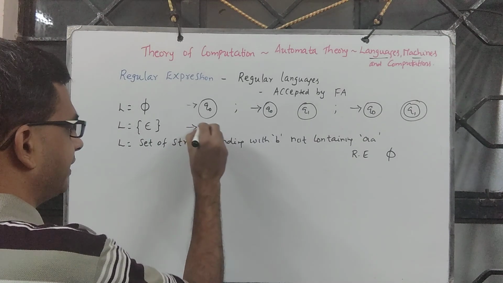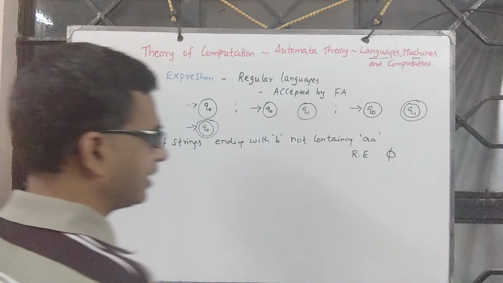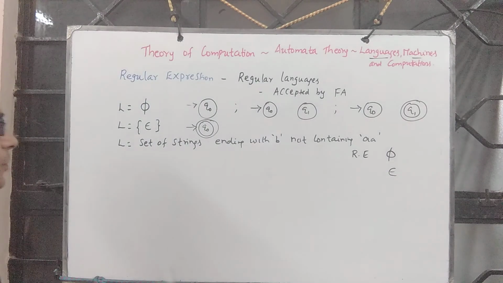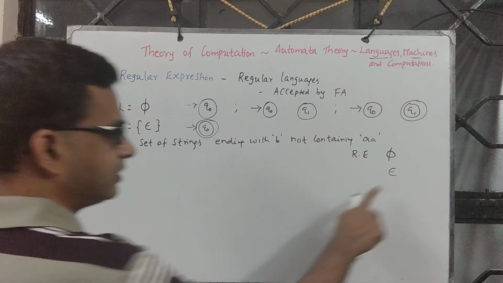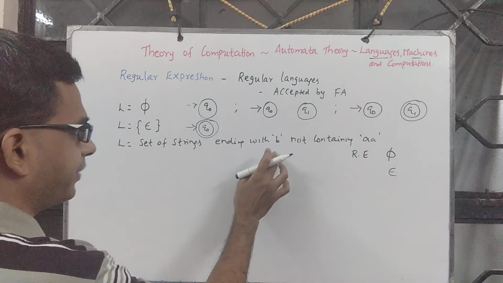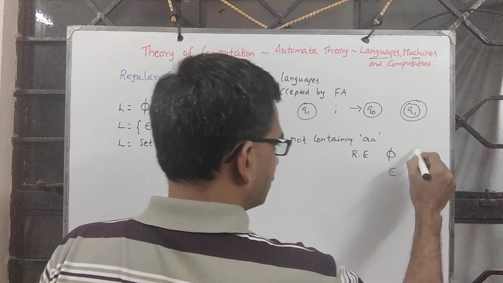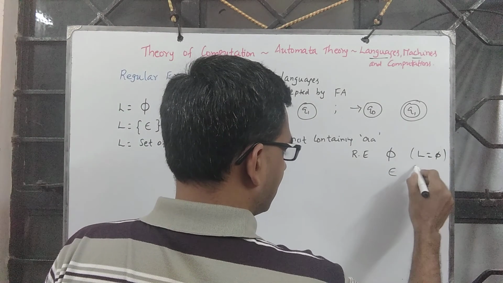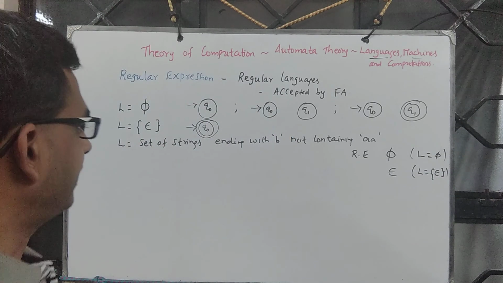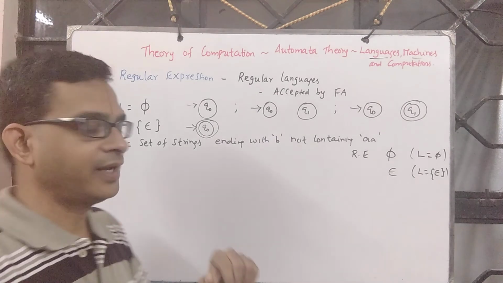This one, if the start state and final state are the same, then we see that it accepts the empty string. So the regular expression corresponding to this language is simply the empty string. Now on similar lines, we want to explore questions like this. So this one corresponds to the language containing this. Now on similar lines, let's explore the set of strings ending with B, not containing AA.